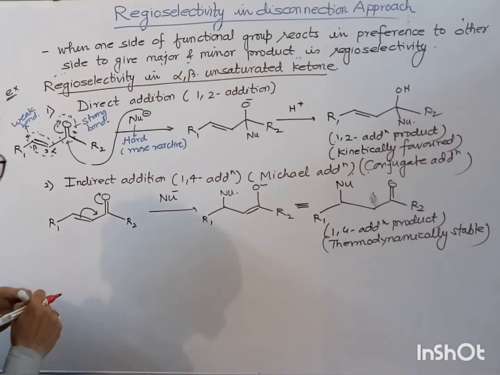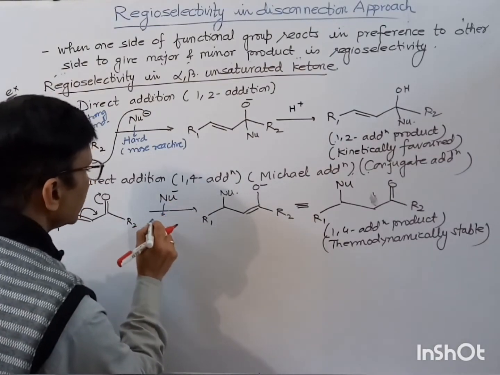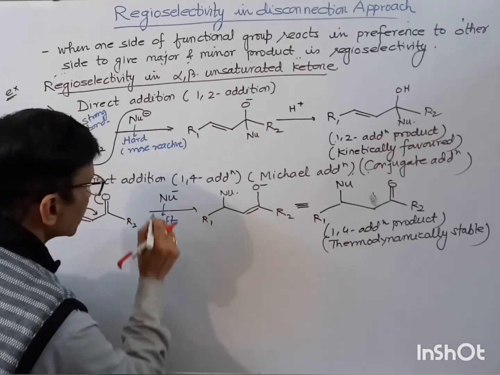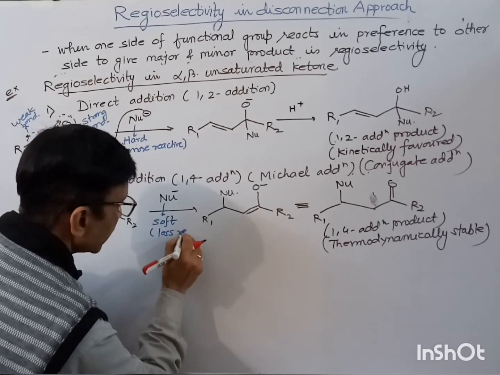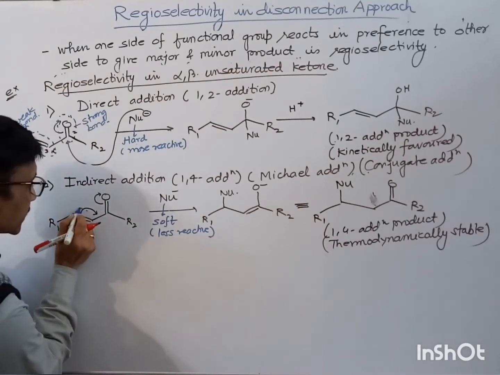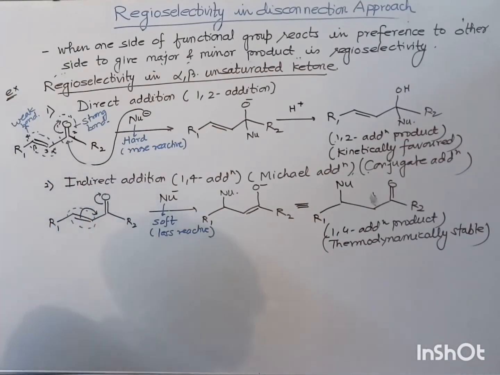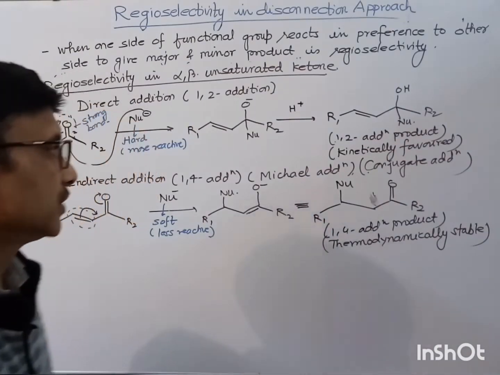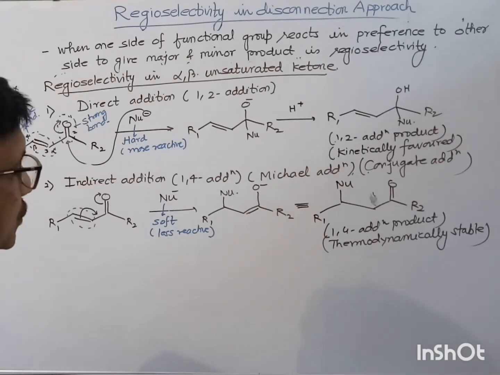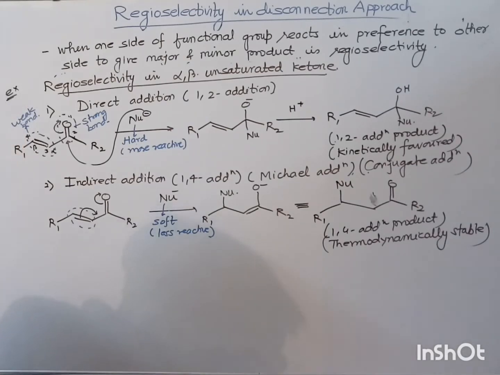Okay, so in this case, this nucleophile should be a soft nucleophile, and it should attack the less reactive center. And you know, this carbon-carbon double bond is the less reactive center here. So it will attack over here to give the 1,4 addition product. So we should know which is the hard nucleophile and which is the soft nucleophile. So let's differentiate the hard and soft nucleophile.